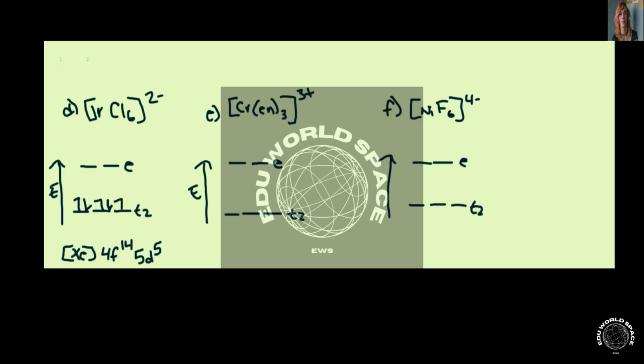For part E, we have this 3+ complex where we are just given the name of the complex. We know that the Cr is going to be a 3+, and so that electron configuration is going to be Ar 3d3. And this is why they didn't give us any information about whether it's high spin or low spin, because no matter which one it is, we're just going to fill the 3 orbitals in this t2.